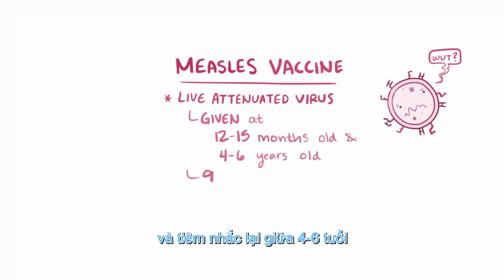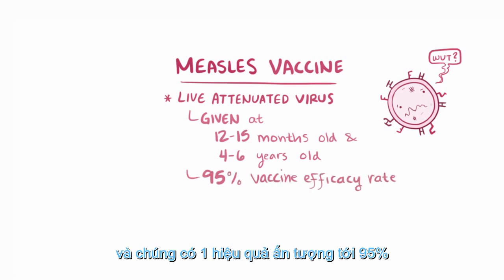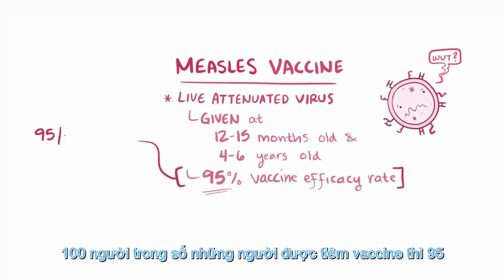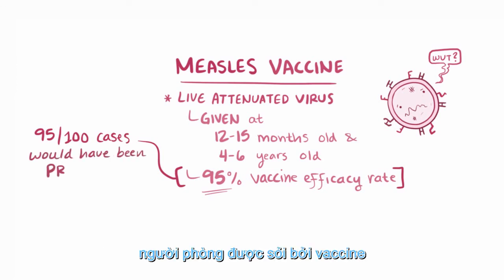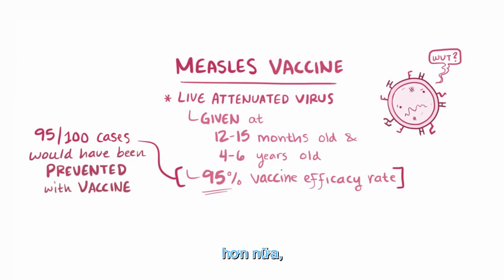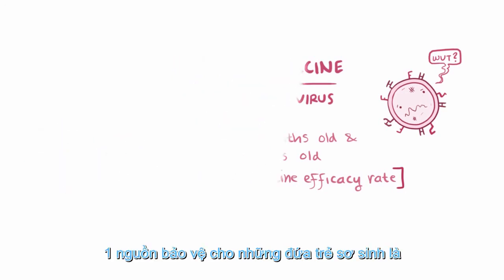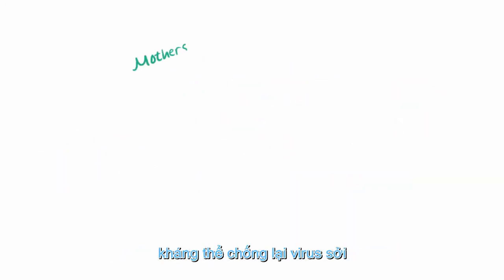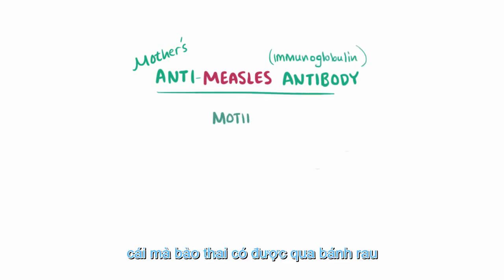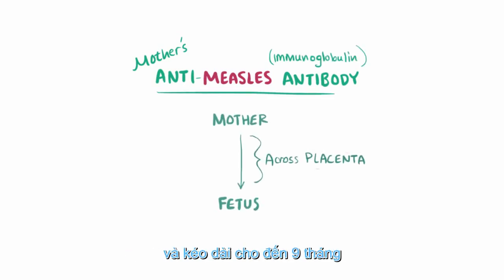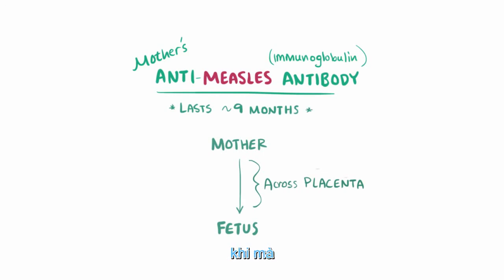And it has an impressive 95% vaccine efficacy rate, which means that out of 100 cases of measles among unvaccinated people, 95 would have been prevented by the vaccine. In addition to the vaccine, another source of protection for young infants is their mother's anti-measles antibody, or immunoglobulin, which the fetus gets transplacentally and lasts until about 9 months of age.